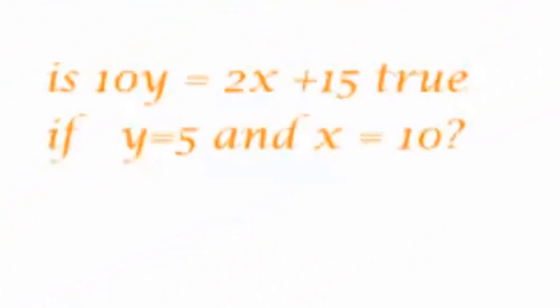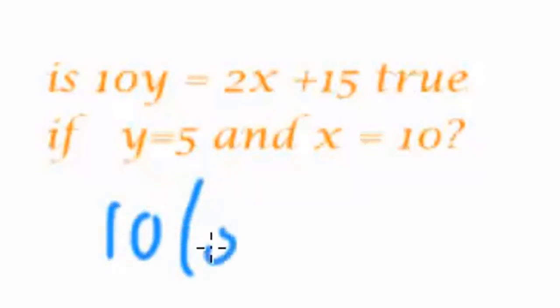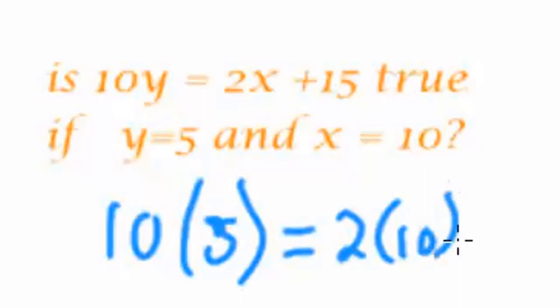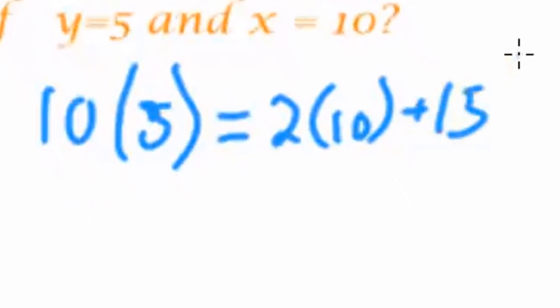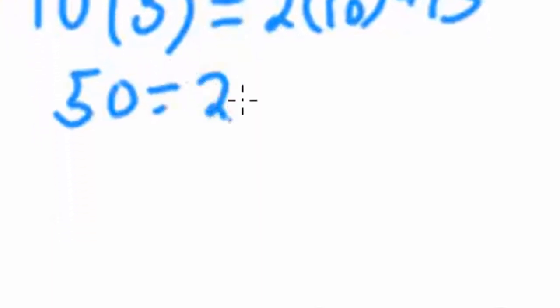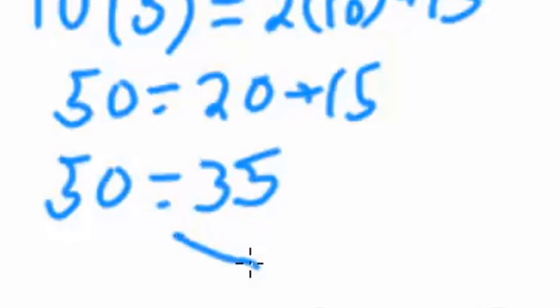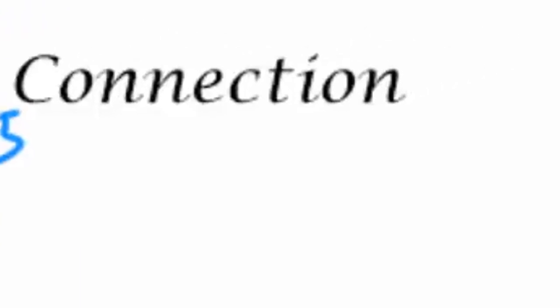So now we think, is 10y equal to 2x plus 15 true if y equals 5 and x equals 10? Well, 10, insert the 5, equals 2, insert a 10, plus 15. Now that I've inputted the values, let's solve. 10 times 5 is going to be 50. 2 times 10 is going to be 20, plus 15. If I add the 20 and the 15, I get 35. Set that equal to 50. And it doesn't take much to realize that that is not true. So that equation is not true if the x and the y have those values.